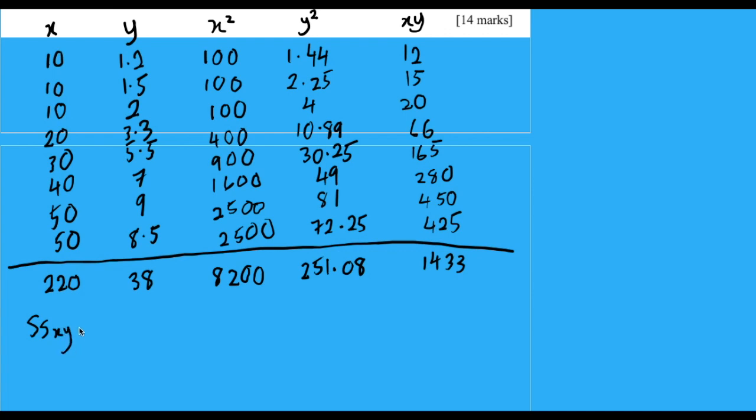SSxy would be summation of xy, which is 1,433, minus sum of x, which is 220, multiplied by sum of y, which is 38, divided by n. You could also get the value of n from your calculator. And n is equals to 8. So this would give us 388.